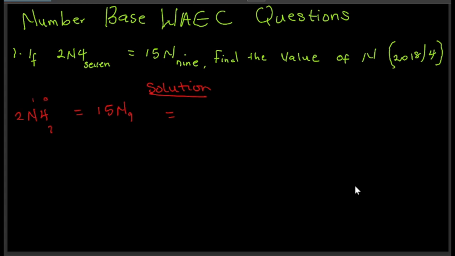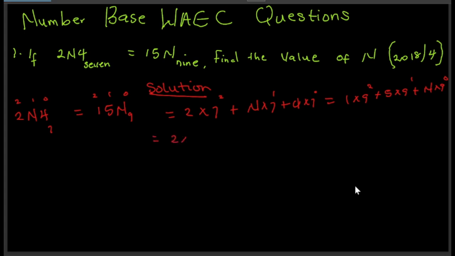So we have 0, 1, 2. We have 0, 1, 2 again. And we have 2 times 7 to the power of 2 plus n times 7 to the power of 1 plus 4 times 7 to the power of 0 equals 1 times 9 to the power of 2 plus 5 times 9 to the power of 1 plus n times 9 to the power of 0. So you see, converting them to decimal, we're carrying all of them along, okay?